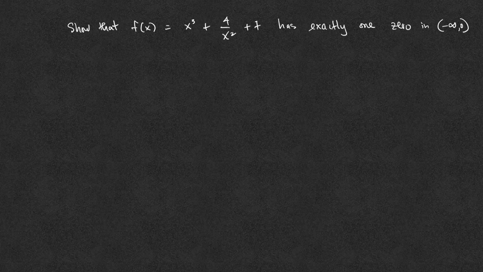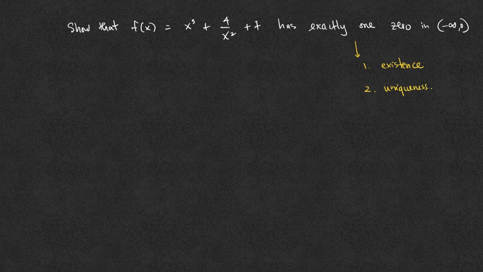Show that the function f of x equals (x cubed plus 4) over (x squared plus 7) has exactly one zero in the interval negative infinity to 0. To show that there is exactly one zero, there are two things we need to show. One, we need to show that there exists one, so this is the existence, and two, we need to show that it is unique, and so this is the uniqueness.